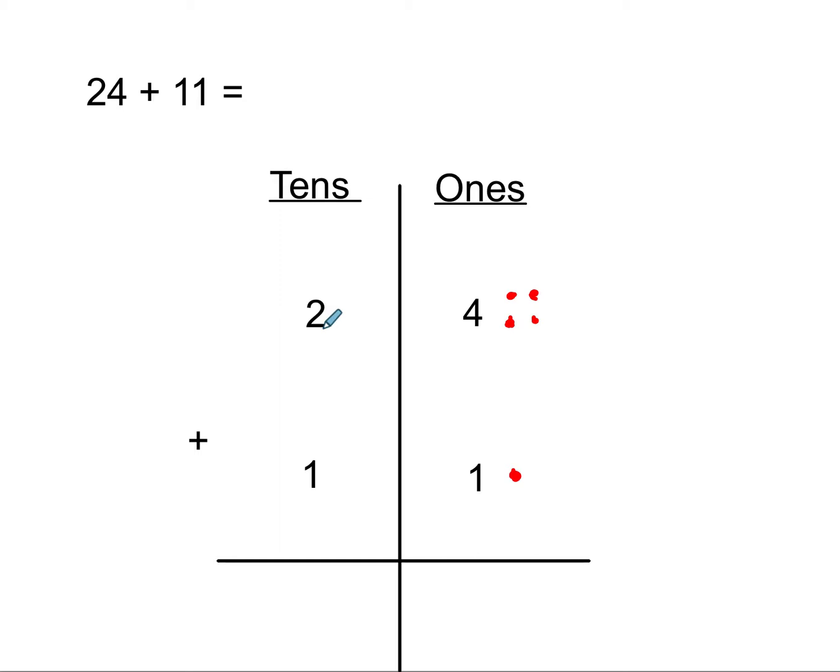Now I can draw my dots in the tens place. In 24, 2 is in the tens place, so I'll draw 2 dots. In 11, 1 is in the tens place, so I'll draw 1 dot. Now that I drew all my dots, I can start adding up my numbers.